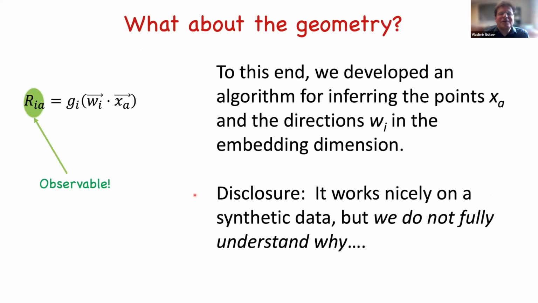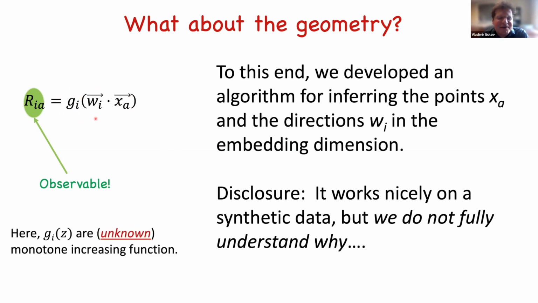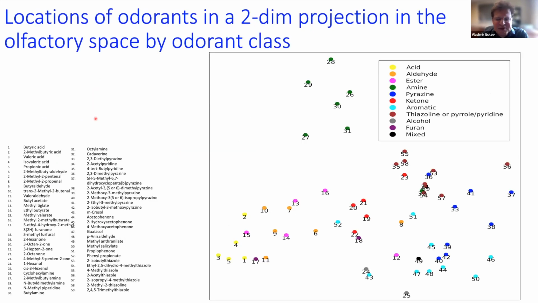Okay, and I'm almost close to the end of my time. So what about the geometry? Can we infer the geometry of olfactory space? We also designed an algorithm that actually unravels this formula with unknown nonlinearity and still infers the position of particular odorants in the olfactory space.